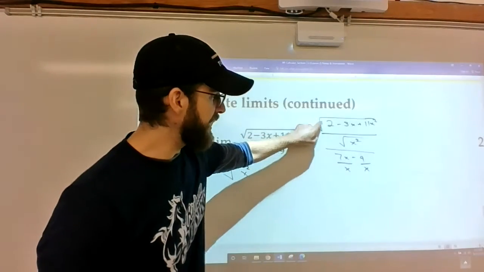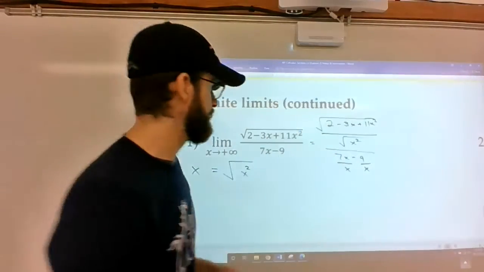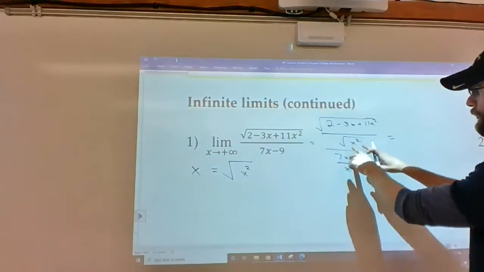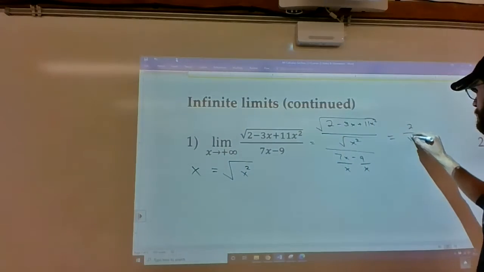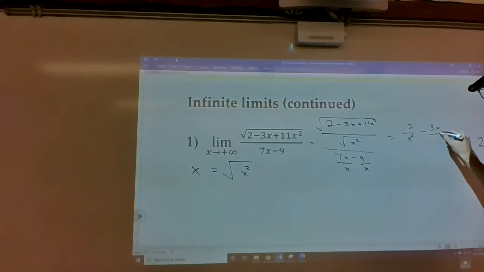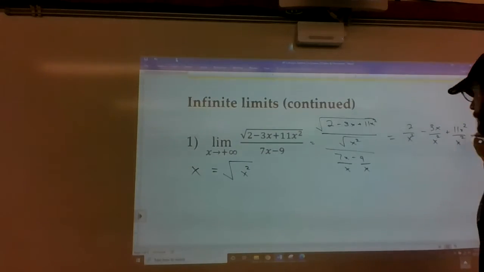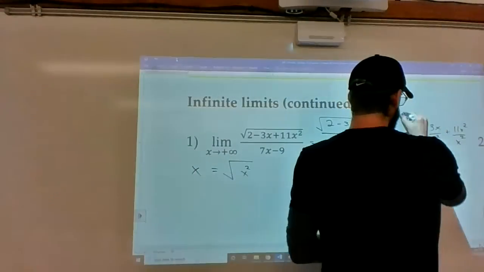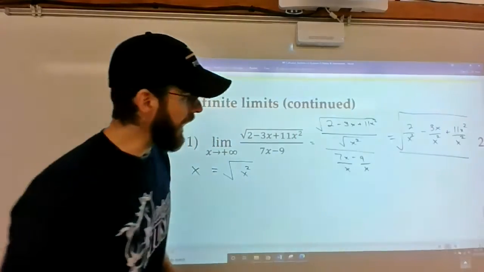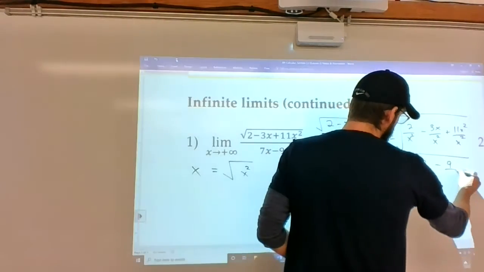So a root divided by a root is just the root of one fraction. So you can bring the x squared into all parts of this. You got 2 over x squared, negative 3x over x squared, and plus 11x squared over x squared. Underneath the root, of course, and then on the bottom, these x's would cancel, so you've got 7 minus 9 over x.